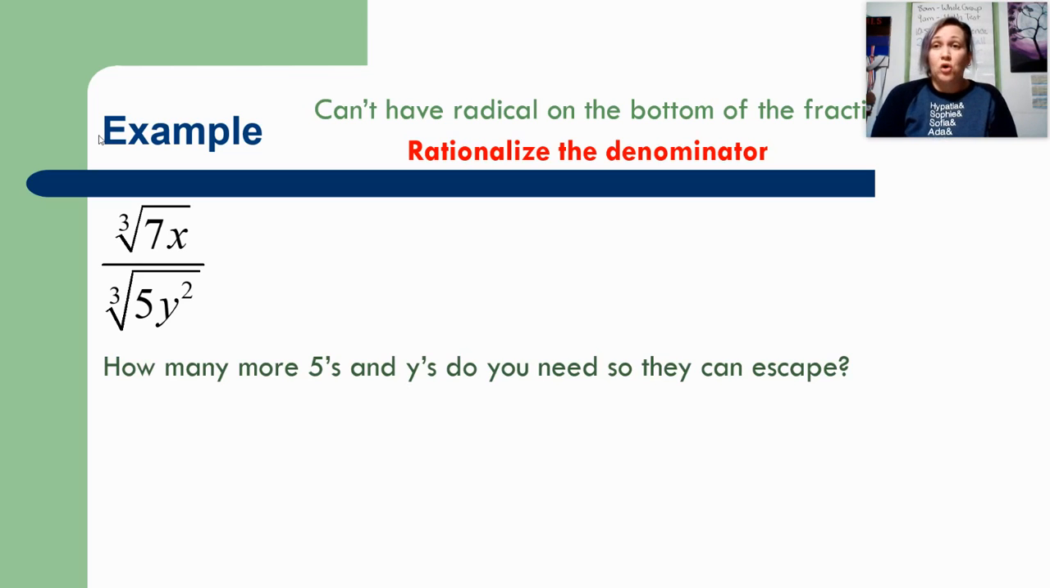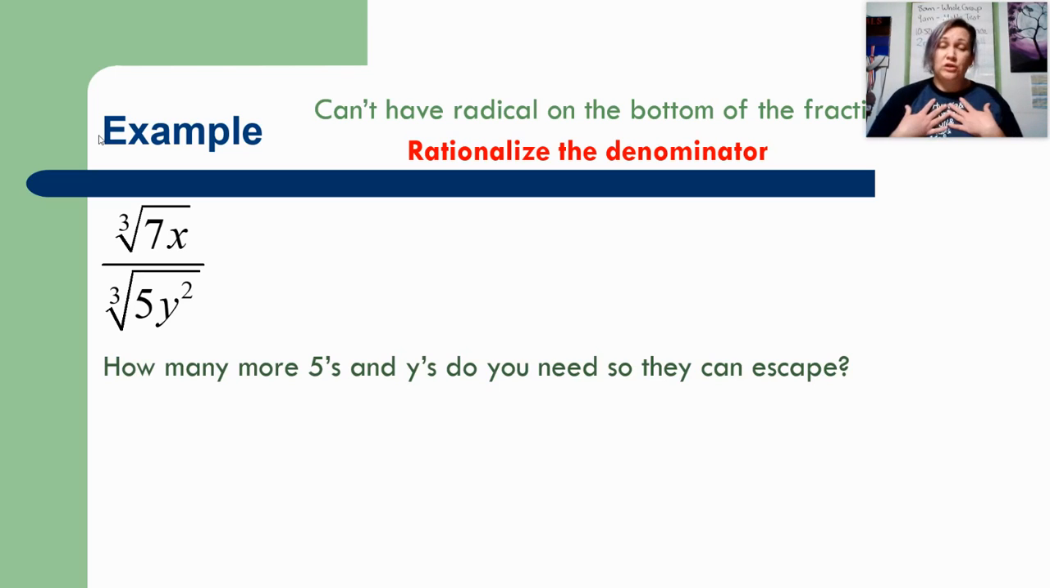To make the radical from the bottom completely disappear, we need that 5 to get out, and we need that y to get out so that there's nothing left underneath. So the question we need to ask ourselves is, how many more 5s do I need so that I have enough 5s that they can escape? And how many more y's do I need so that I have enough y's that they can get out?